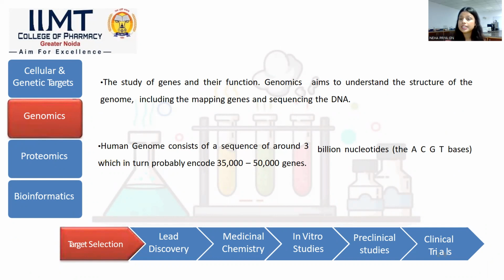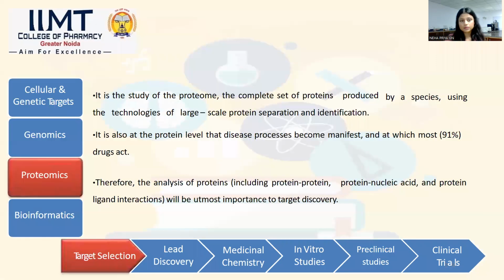Further, we'll be moving towards genomics. Genomics aims to understand the structure of the genome, including mapping genes and sequencing the DNA. If I know about my body parts, if I know about the cell, then I can make a lead that can work on that cell. If I don't understand the concept of my target, then I can't move forward with the other stages of drug discovery.